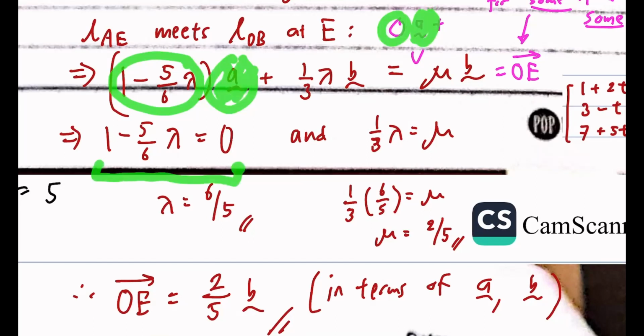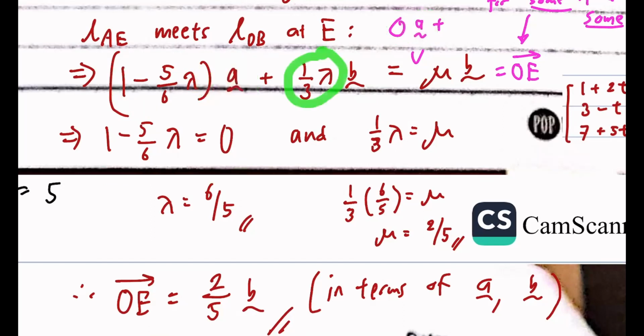Then I get 1 minus 5/6 lambda equals to 0. Likewise for my vector B, 1/3 lambda times vector B equals to mu times vector B. So therefore, I conclude that 1/3 lambda is equal to mu, the coefficients. Is this part clear? Okay, good. So therefore, you can now solve for lambda.